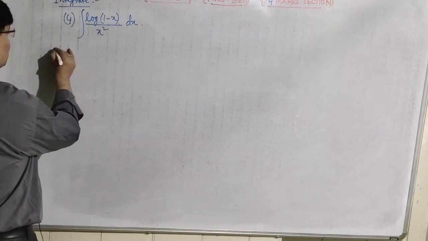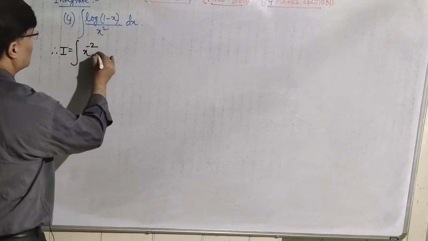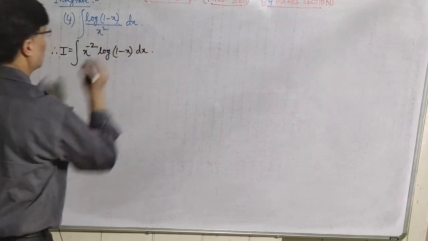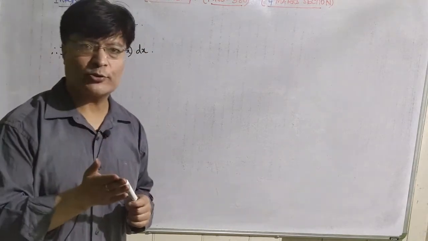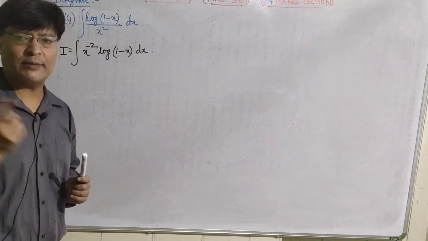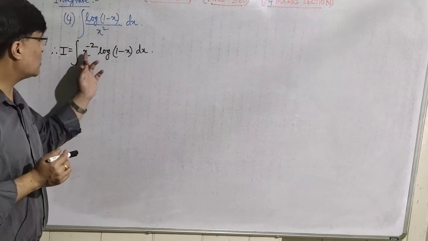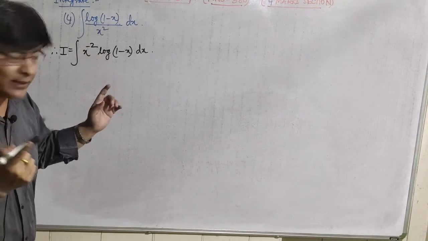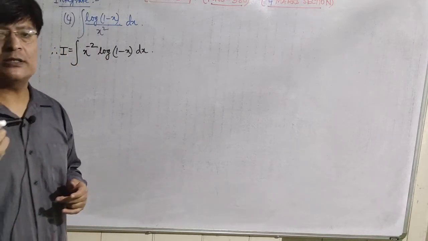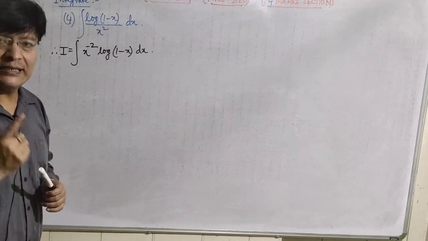So let us write it as, first, I is equal to integration of x to the power minus 2 log of 1 minus x dx. So x square is taken to the numerator, so it becomes x to the power minus 2 log of 1 minus x dx. So you have to use integration by parts. In this case, x to the power minus 2 is an algebraic function, that is A, and log of 1 minus x is a logarithmic function, that is L. Which letter comes first in the word ILATE? L comes first. So log of 1 minus x is the first function now.